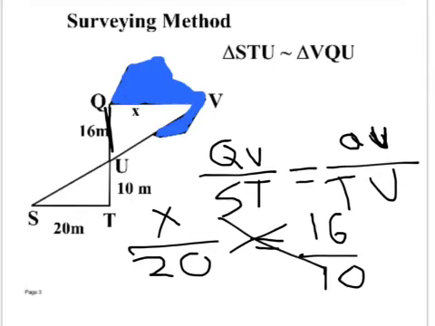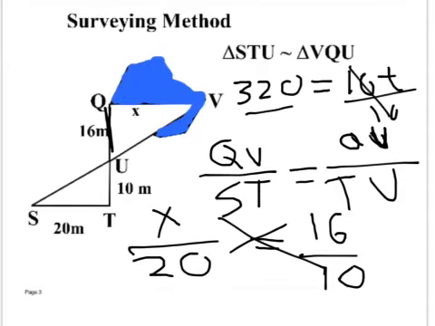20 times 16 is 320, which equals 10X. I divide by 10. If I take 10 out of each of those, I get X. X equals 32 meters. Assignment.